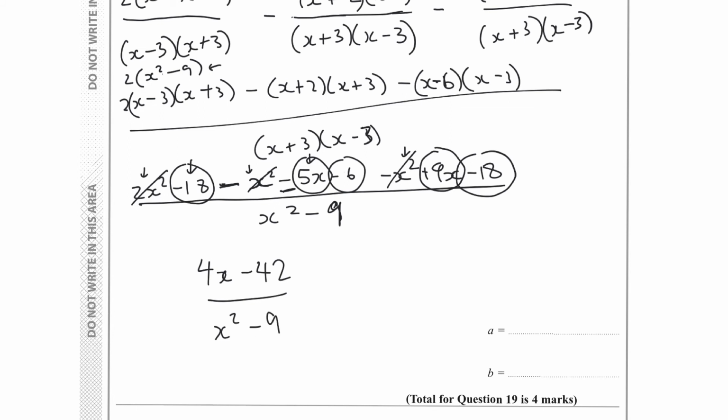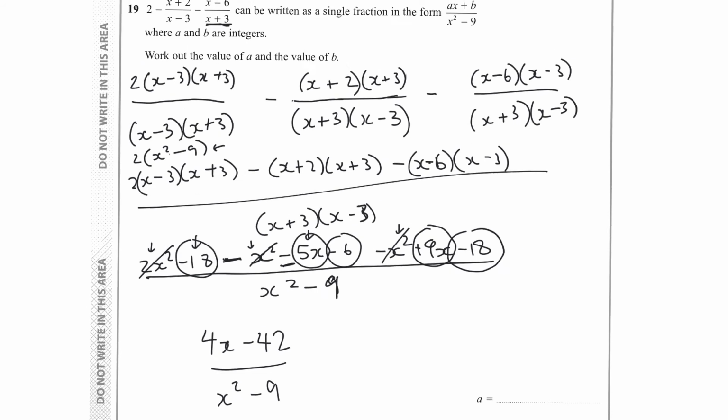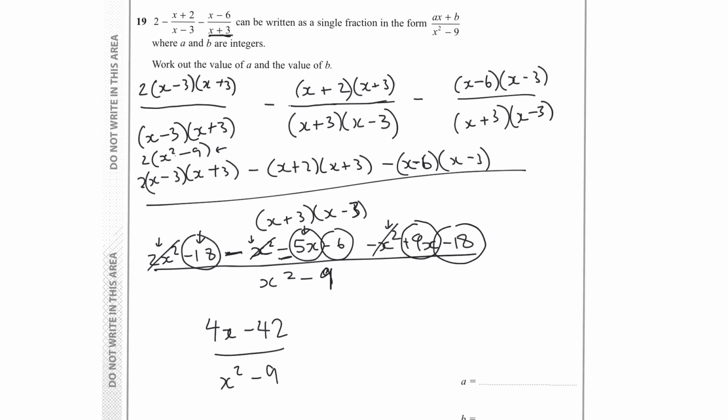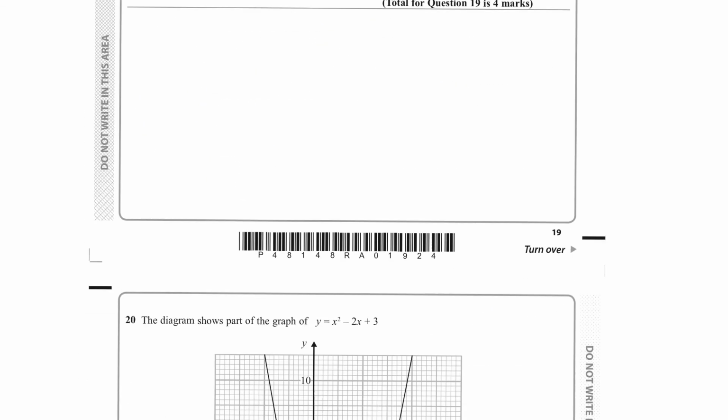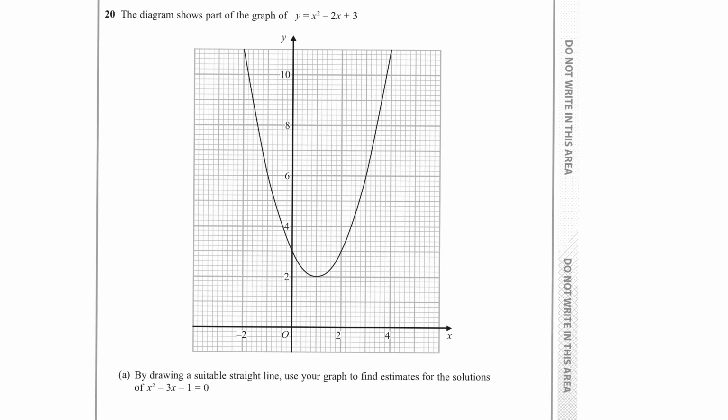Now if we have a look at the format they wanted us to leave it in, our answer is basically the format that they wanted. We've got the denominator of x squared minus 9, and we've got values for a and b. So our value of a is 4, and our value for b is minus 42. Okay. So having a look at question 20.